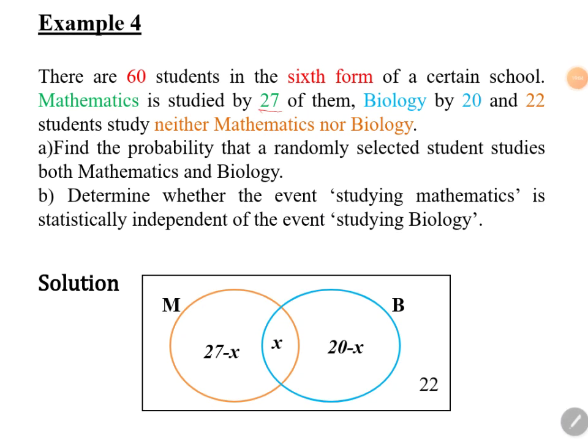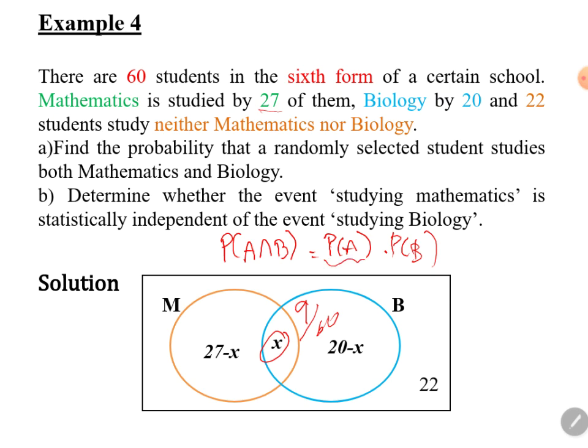Next question, determine whether the event studying mathematics is statistically independent of the event studying biology. So how to check whether it is independent or not? We can use the formula of the intersection for independent events. What is the formula? Probability of A intersect with B should be equal to probability of A multiplied with probability of B if A and B are independent. So we know M and B, the intersection is equal to 9, right? So 9 over 60 is the probability.